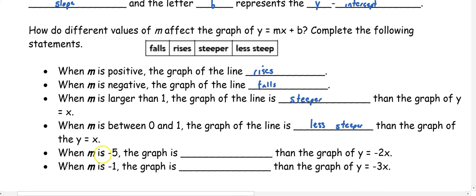So if m = -5, the graph is blank, then the graph of y = -2x. So we're going to ignore the negatives for now, and we're just going to look at 5 and 2. And in this case, 5 would be a greater number because the negative just means the line's going down. So 5 is the greater number, which means that this would be a steeper line than y = -2x. If m is -1, then the graph is going to be less steep than y = -3x, because -3, if we take the absolute value, is a larger number, so it would be a steeper line. It's going to be changing at a faster rate.